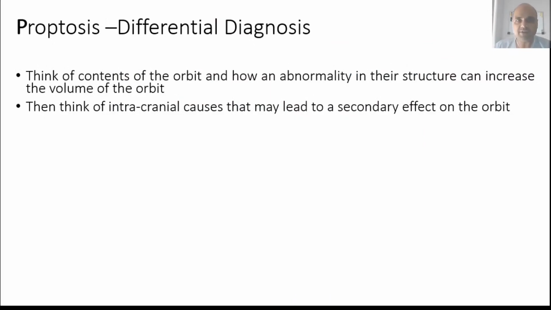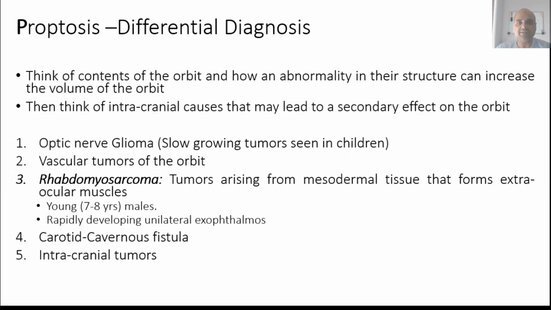It is important to figure out that, although the number one differential of even unilateral proptosis is thyroid eye disease, there are other possibilities that also lead to a proptosis. So what you need to think of is something that is increasing the volume of the orbit, in addition to what is happening in thyroid eye disease, and then think of intracranial abnormalities that might have a secondary effect on the orbit. If you put these two things together, these are the 5 things that you come up with: optic nerve gliomas, which are slow-growing tumors of childhood; vascular tumors of the orbit.